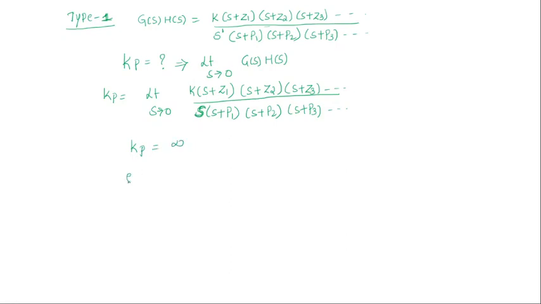And what is ESS? That is the steady state error. The steady state error for the unit step signal is 1 by 1 plus Kp. That will become 1 by 1 plus infinity. So the steady state error is 0.